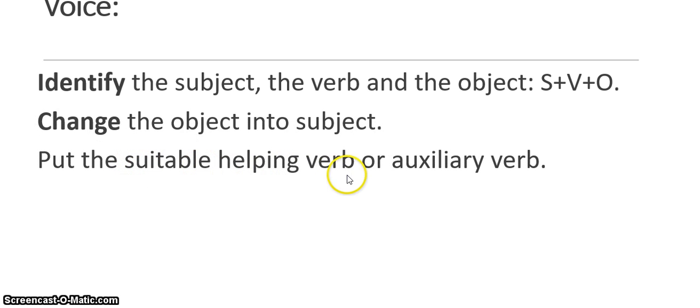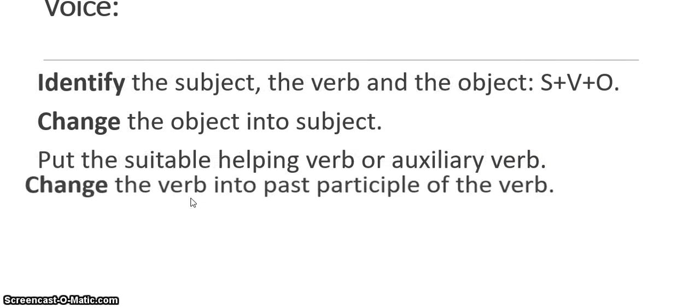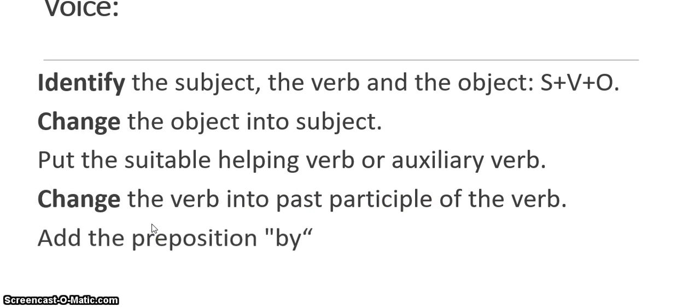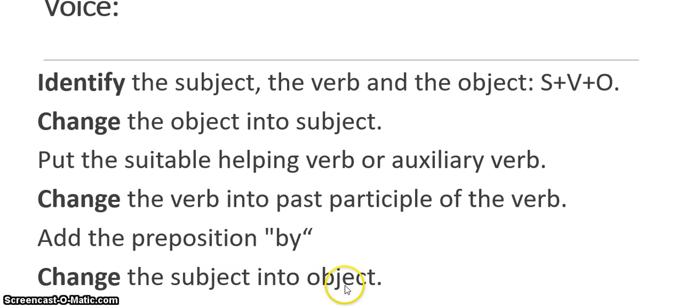Put the suitable helping verb or auxiliary verb. Change the verb into the past participle of the verb. Add the preposition by. All the sentences will have by. And change the subject into object. So when you change the object into subject, automatically you will change the subject into object.